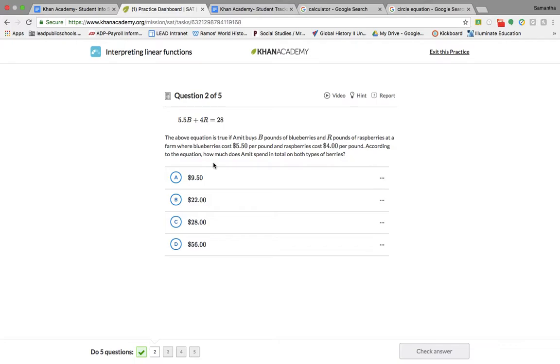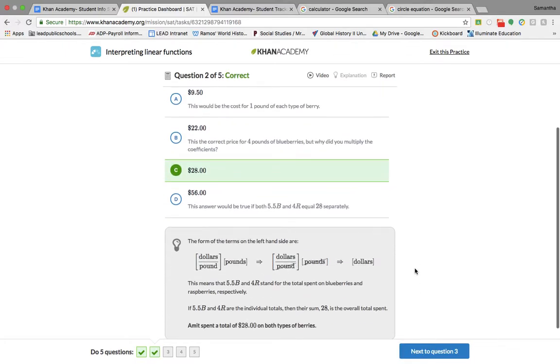Question 2 out of 5. The above equation is true if Emmett buys B pounds of blueberries and R pounds of raspberries at a farm where blueberries cost $5.50 per pound and raspberries cost $4 per pound. According to the equation, how much does Emmett spend in total on both types of berries? Well, we don't know how many pounds of blueberries and how many pounds of raspberries he purchases, but we know it has to equal 28. So that means that he spent 28. So I'm going to click. Get it right? Yes.